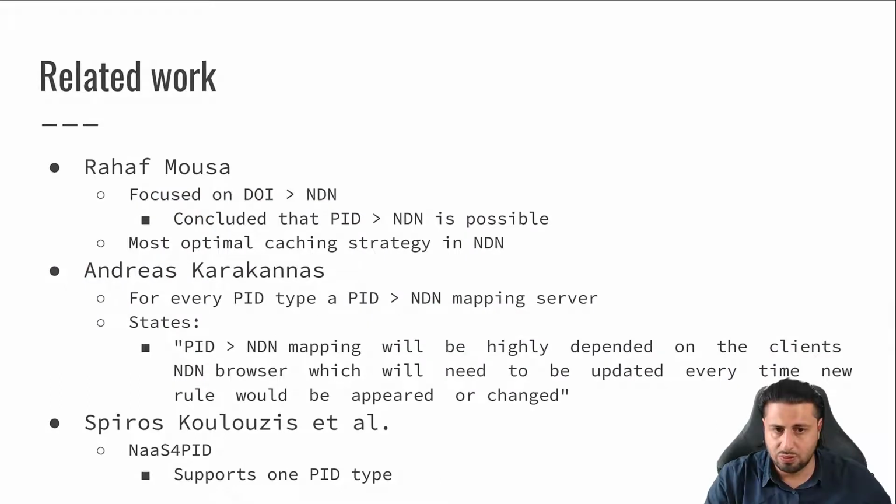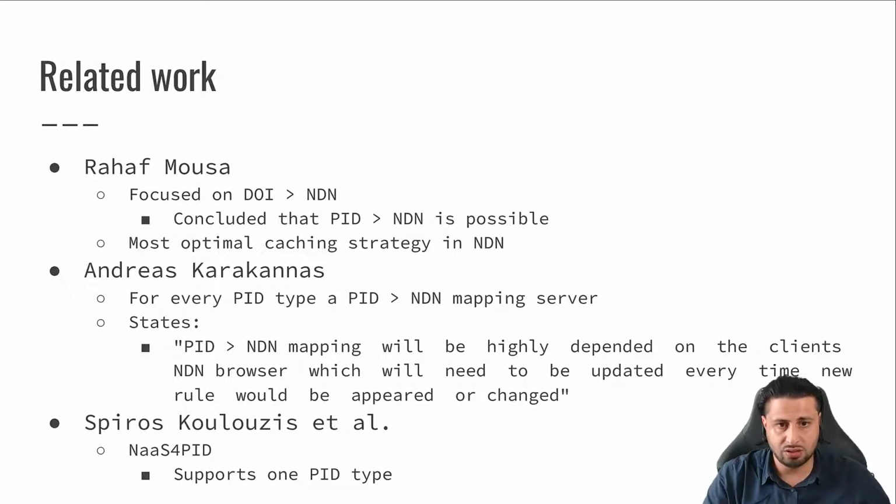Now we'll go through some related work. Rahav Musa focused on translating DOI PIDs to an NDN name. Rahav concluded that PID to NDN name translation is possible. Her model only supports the DOI PID type. Furthermore, she also looked into the most optimal caching strategy in NDN.